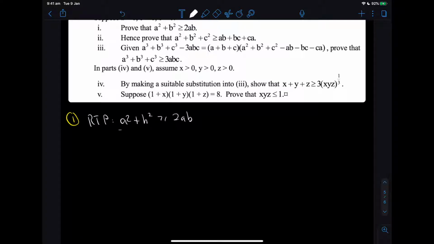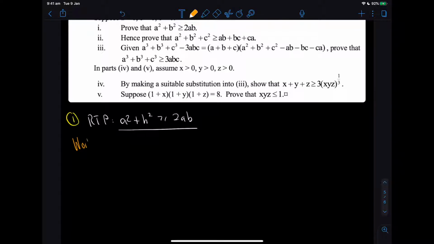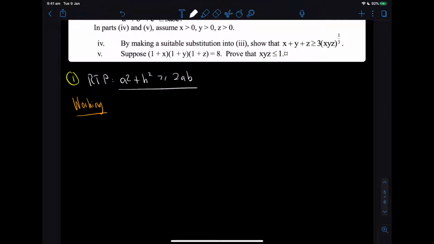Cool. So we're trying to get to this. How are we going to get to this? So one way we can do this is work backwards, essentially, and show our working as a way of proving this, and just work backwards from our working.